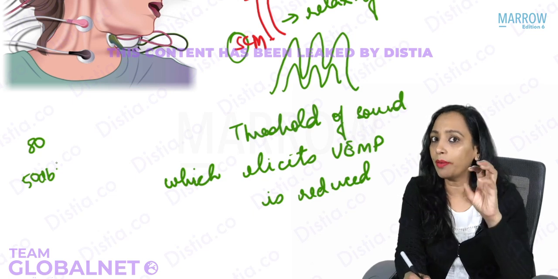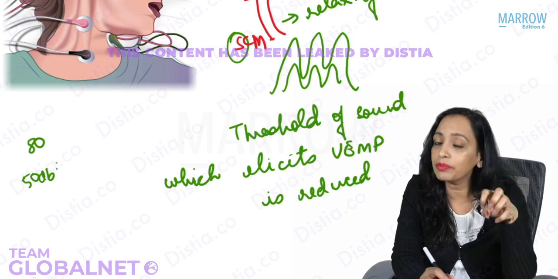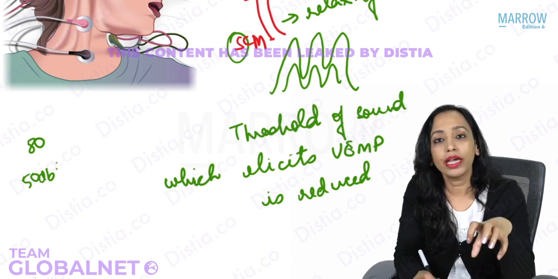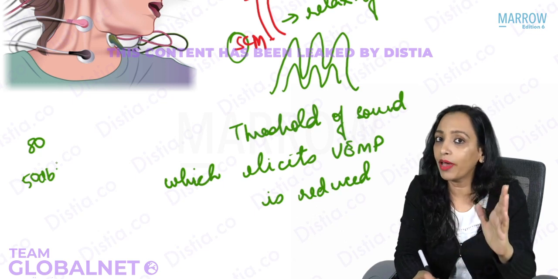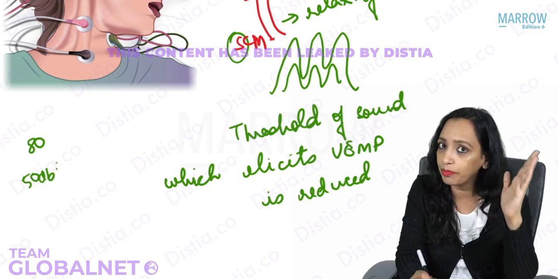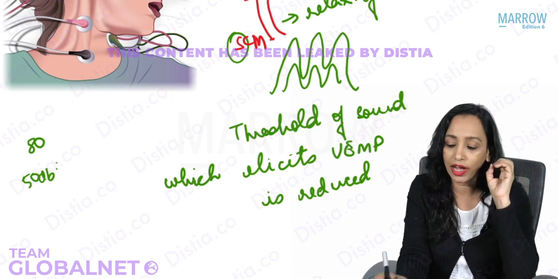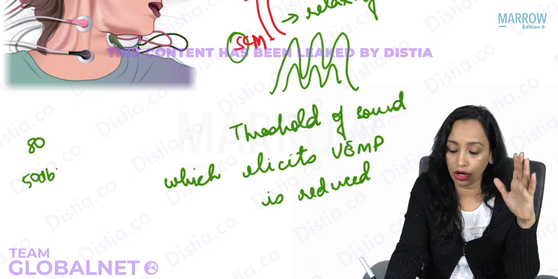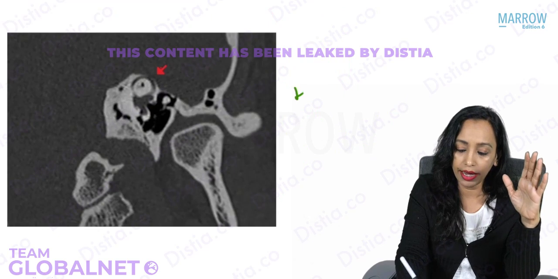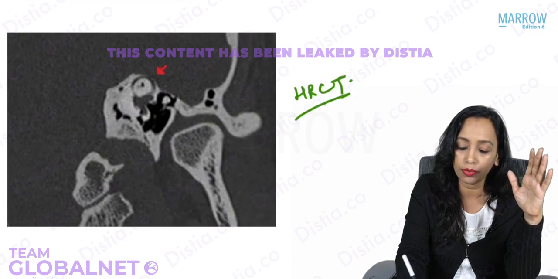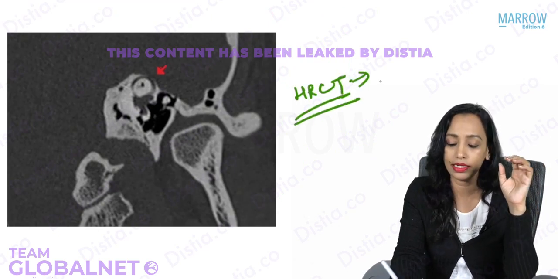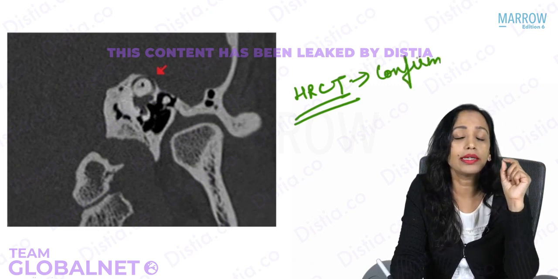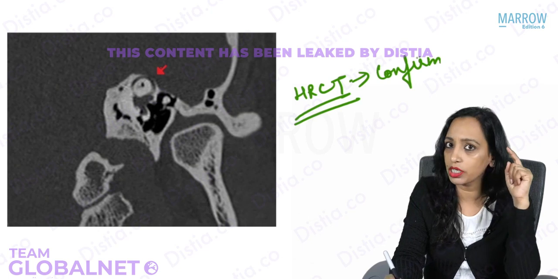So this VEMP test has been asked in your exams in relation to the superior semicircular canal, and this is how, in superior semicircular canal dehiscence, by VEMP we find out that it has become hyperexcitable to sound. Once we have confirmed by a HRCT of the temporal bone that this patient has a third window at the superior semicircular canal, that is the confirmatory test.